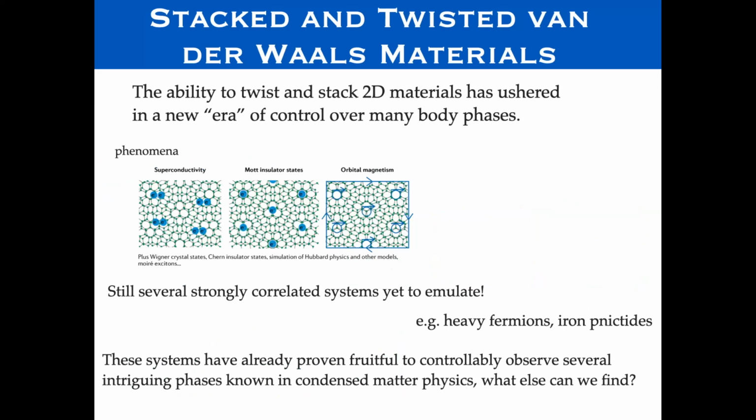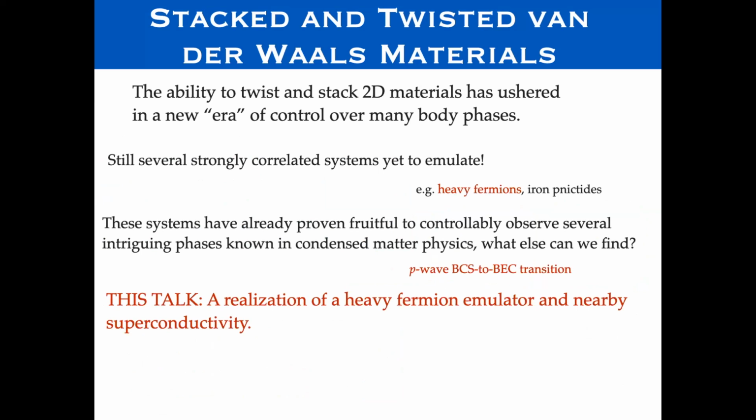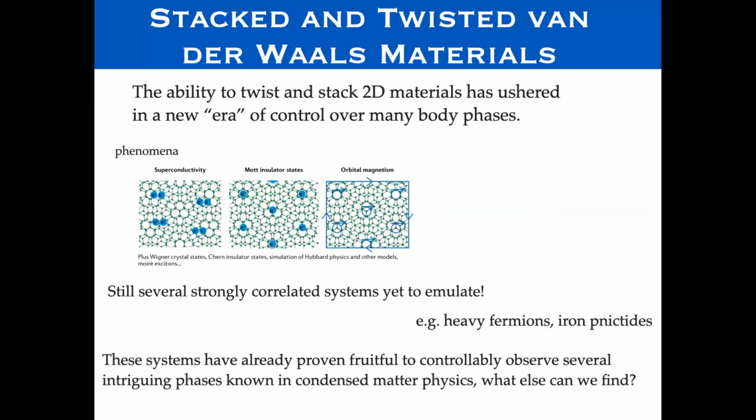So at the point when we started working on this problem, we were thinking, what other systems can we emulate? And we started thinking about heavy fermions by doping these light insulating states that people have been tuning through, using electric fields, as we'll talk about. And also iron pnictides are an interesting angle to think about as well. So what else can we find?